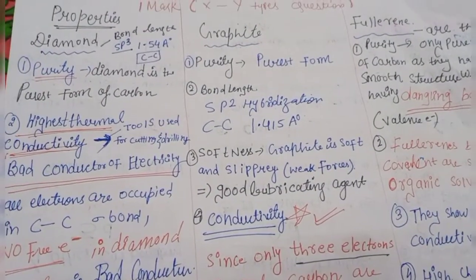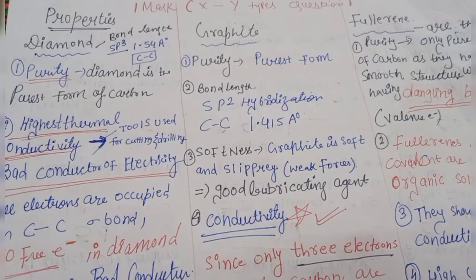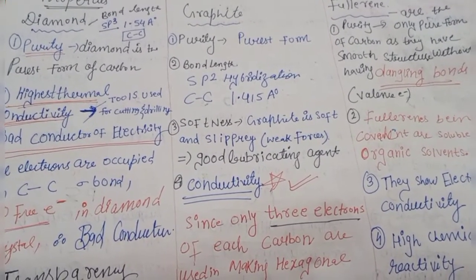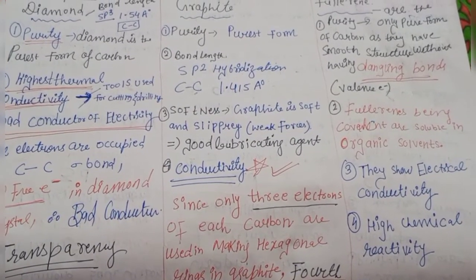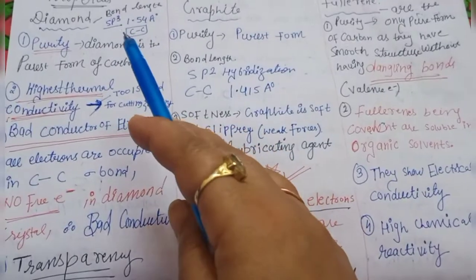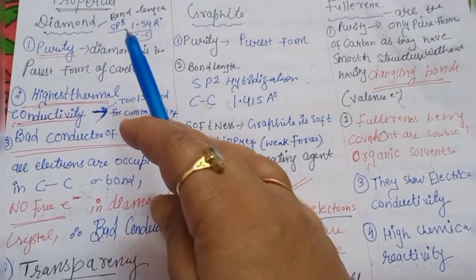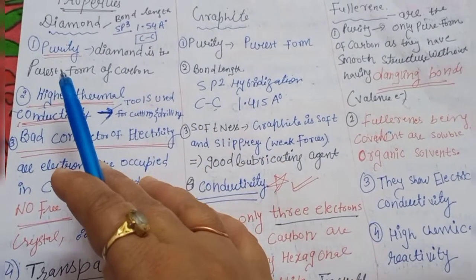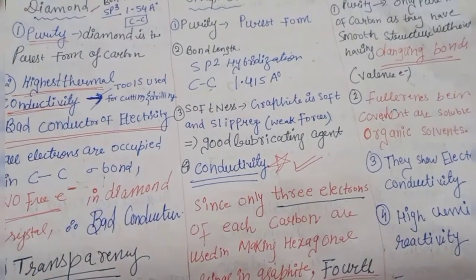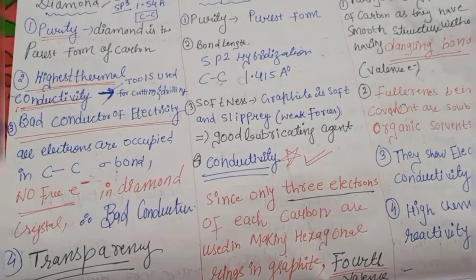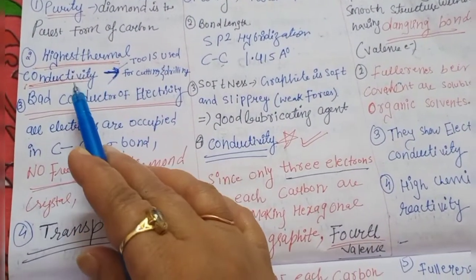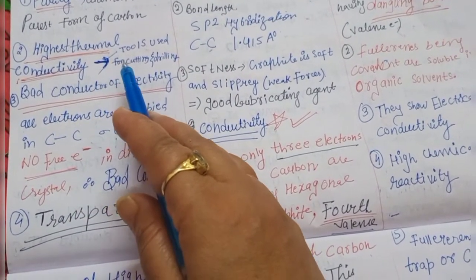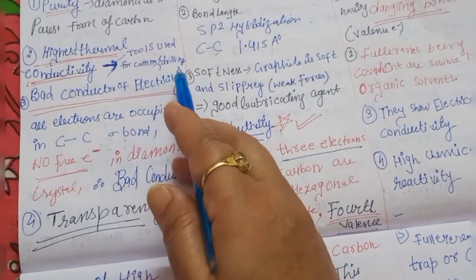Next are the properties. Many questions are asked from these points: properties of diamond, graphite and fullerene. So let us cover these. In diamond, the hybridization is sp3, and the carbon bond length is 1.54 Angstrom. It is the purest form of carbon. It has the highest thermal conductivity, and it is also used as a tool for cutting and drilling.